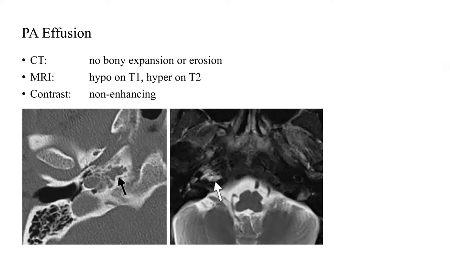Lastly, petrous apex effusion is just like an effusion elsewhere in the middle ear or mastoid air cell system. So obviously on CT scan, there would be no bony expansion or erosion. It would be hyperintense on T1 and hyperintense on T2, and obviously not contrast enhancing.